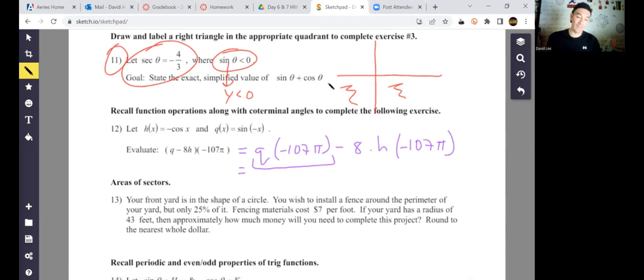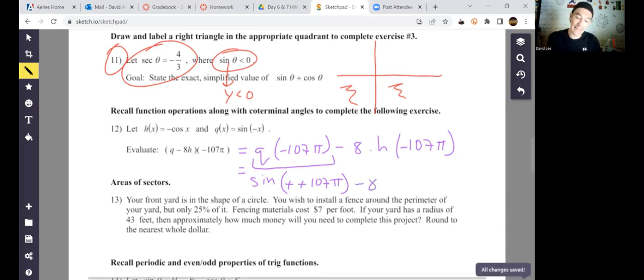So let's see. This is going to be sine, and then I open up a parenthesis, and then I automatically write down that negative symbol, and then you write down the value of the input. I am inputting negative 107 pi. I want you to see that those two negatives, you know it, positive. Let's see, minus 8. And then what's up with this?